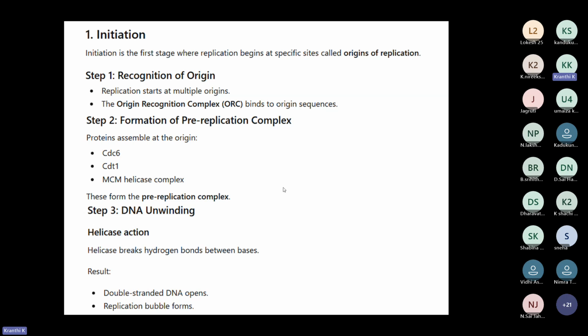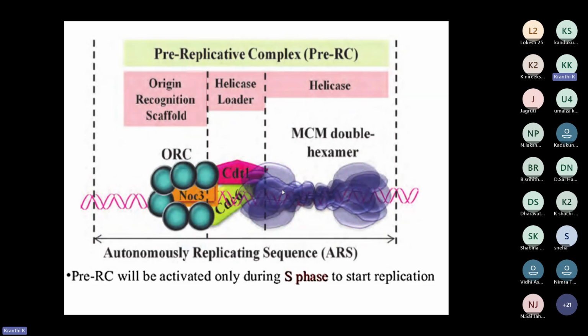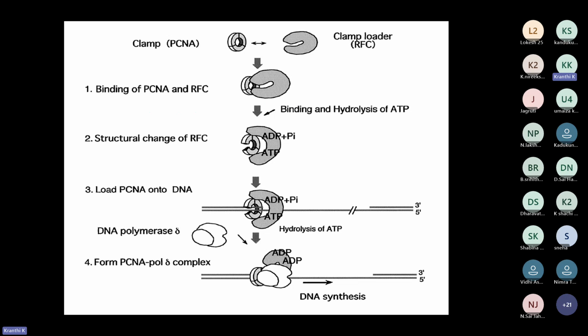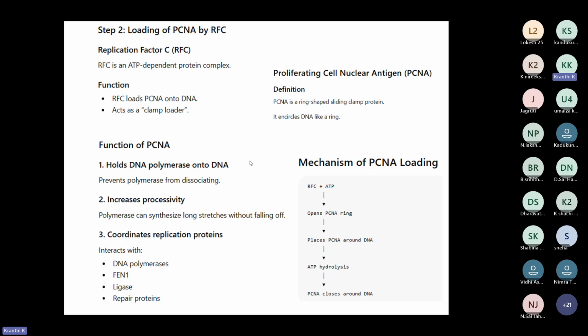And in the elongation phase, what is the difference here? In the elongation phase, there is a clamp. The clamp is holding the DNA polymerase. So what is that clamp? There is a clamp loader, then the clamp, and that initiates the polymerization process. So that is the difference. Remaining all the same except the enzymes. There we use DNA polymerase 1 and 3. Here we use DNA polymerase epsilon and delta.